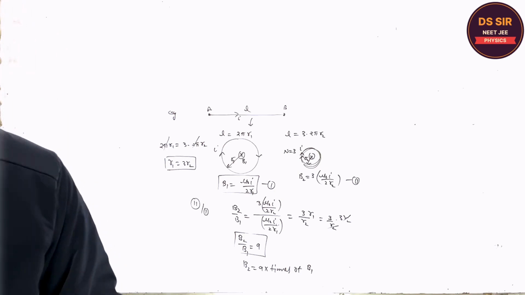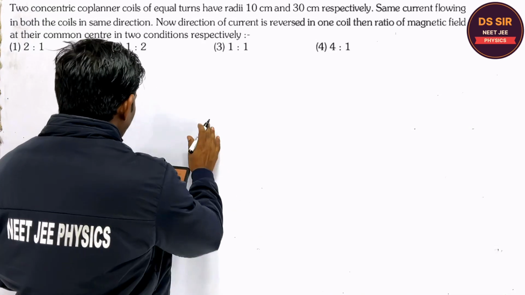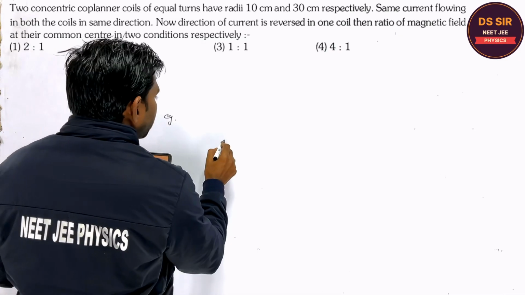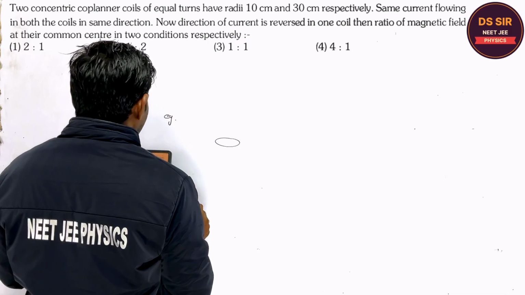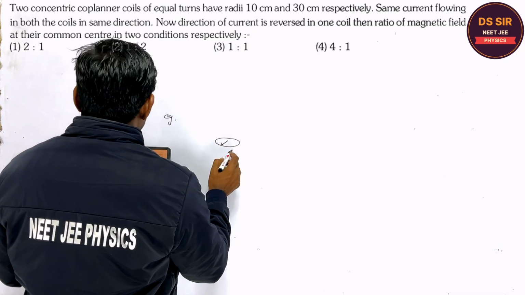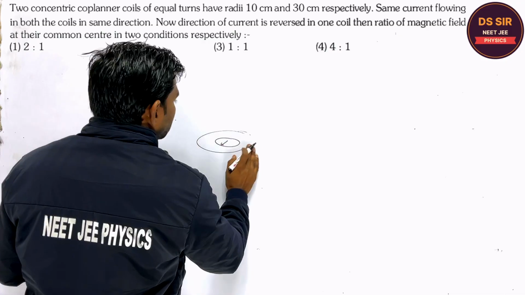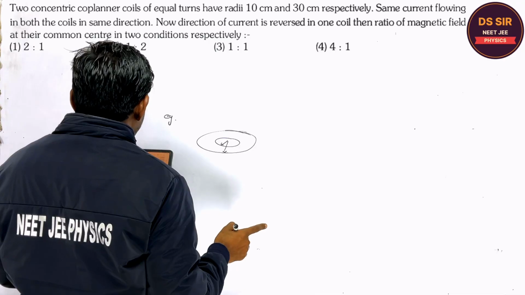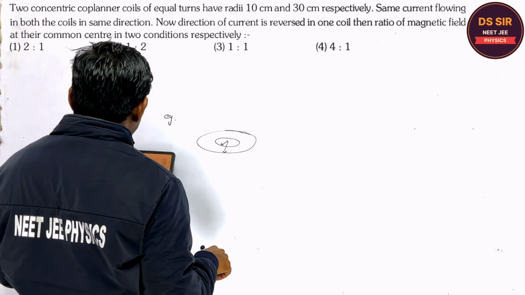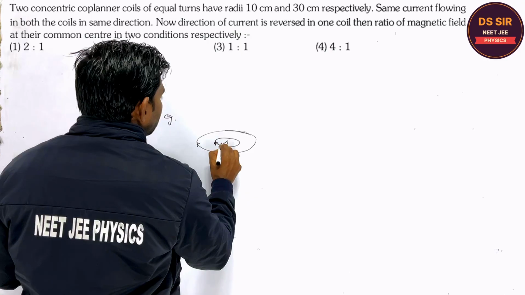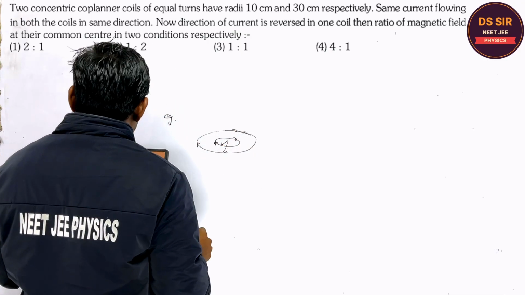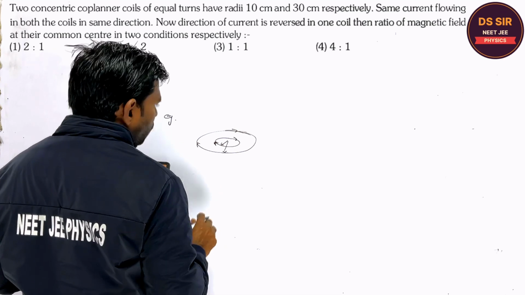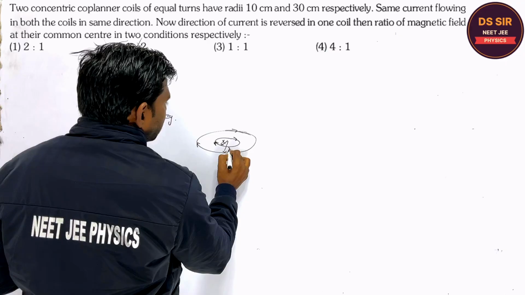Copy this. So read this question. In this question, 2 concentric coplanar coils of equal turns having radii, this is 10 centimeter suppose, this is 30 centimeter suppose, right? There are 2 concentric coils, and the same current is flowing in both coils in the same direction. Suppose this is the initial direction of the current. Now the current is reversed in one coil, then the ratio of magnetic field at their common center in the two conditions. Okay, suppose this is R1, the other R2.